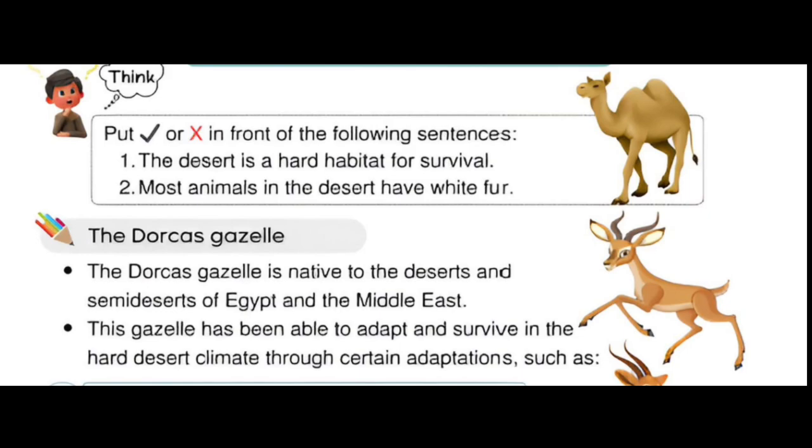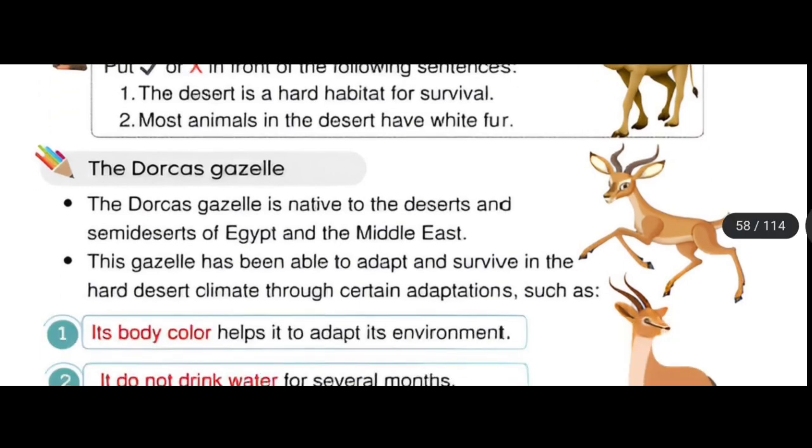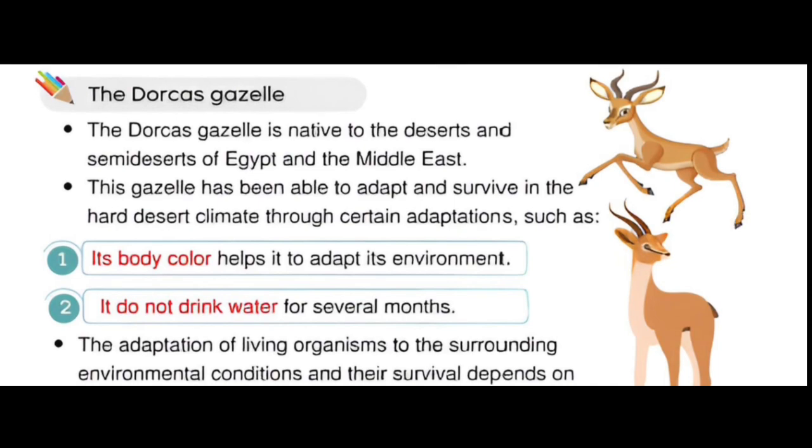Good, great job. Okay, now let's talk about a special animal. Dorcas gazelle. This animal lives in the desert or semi-desert in Egypt and the Middle East. But wait, how can it survive in such a hot place? How? It has a special adaptation.